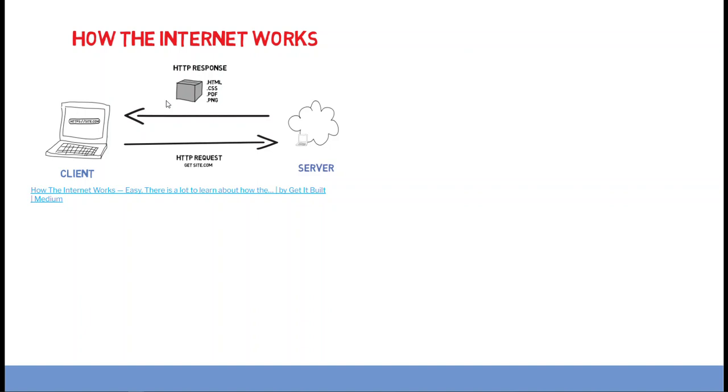And the server sends those back in file formats like HTML, CSS. These are codes. They could have a PDF file or a picture. It sends it all back to the client, and the web browser, Chrome, Safari, etc., actually decodes these codes and makes it into a pretty website for you to look at.